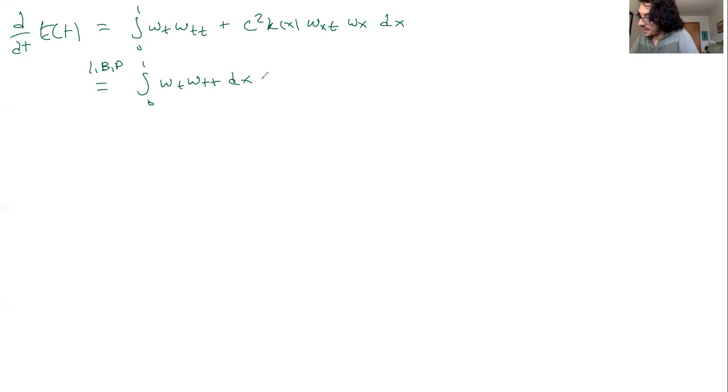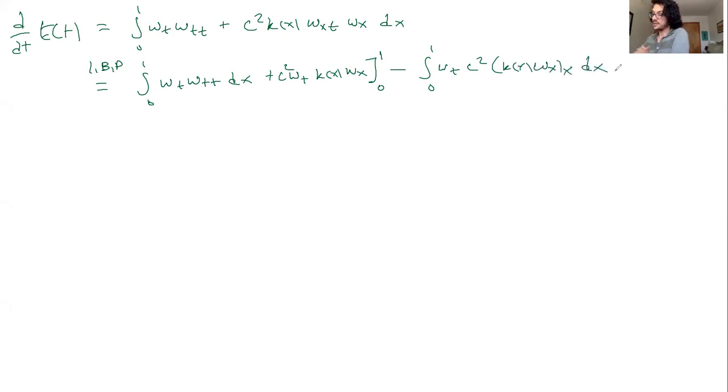To get just the integral from 0 to 1 of W_tt integrated with respect to x, okay? Now, if I integrate up just this part here, and I differentiate the remaining part, I'm going to get W_t, c squared k of x, W_x evaluated from 0 to 1, minus the integral from 0 to 1 of W_t, c squared, k of x, W_x, differentiated with respect to x.